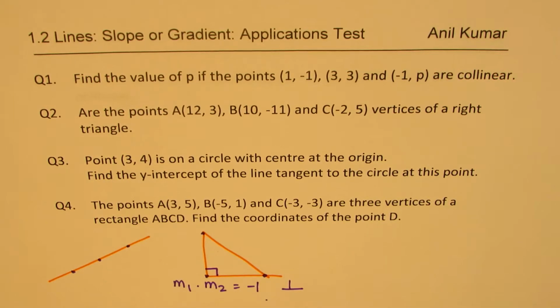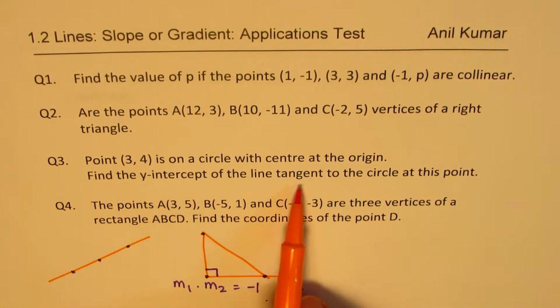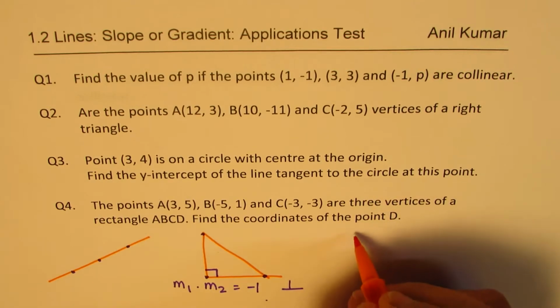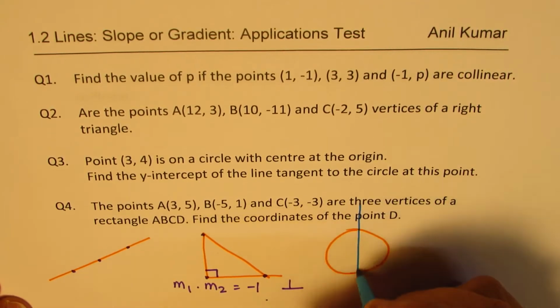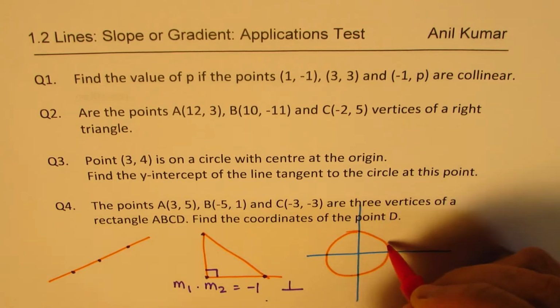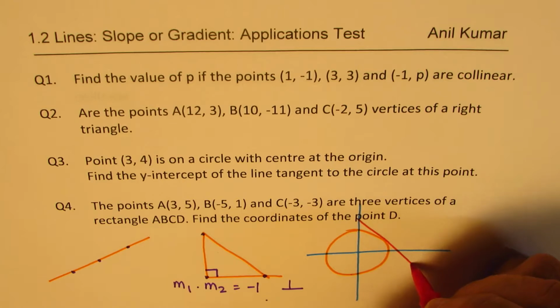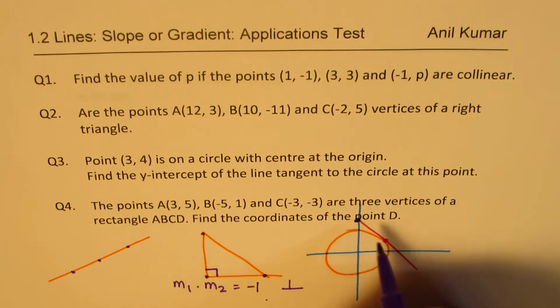Question 3. Point (3, 4) is on a circle with center at origin. Find the y-intercept of the line tangent to the circle at this point. So this is an extremely interesting question. We have a circle here whose center is at the origin, right? So let me sketch it like this. And what are we supposed to do? A tangent at (3, 4), which will be somewhere here, let's say, that's the line, right? We need to figure out the y-intercept of this tangent.